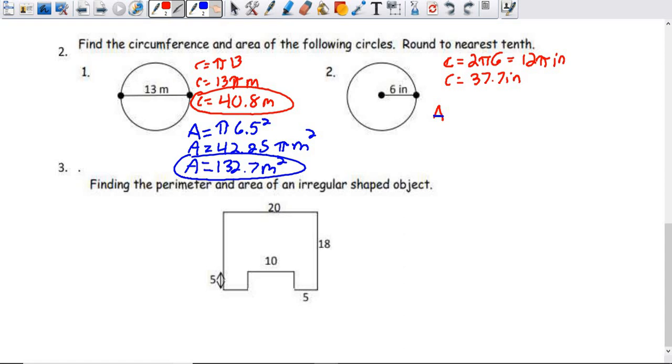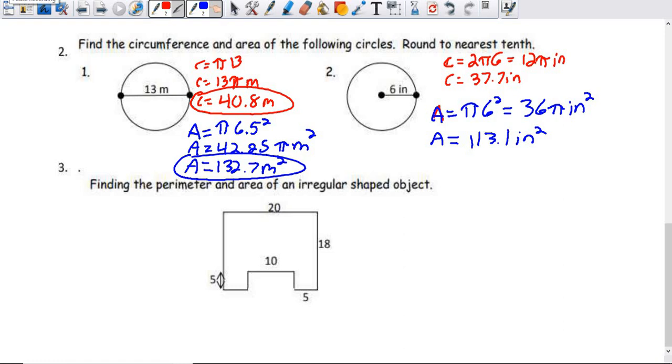Can do the same work here with area. When we do that, we're going to do pi radius squared, so pi 6 squared. Well, 6 squared is 36, so we're at 36 pi inches squared. Again, we don't want to just use in terms of pi. They want us to round to the nearest tenth. So we're going to take 36 and multiply it by pi, and we're going to get 113.1 inches squared. All right?